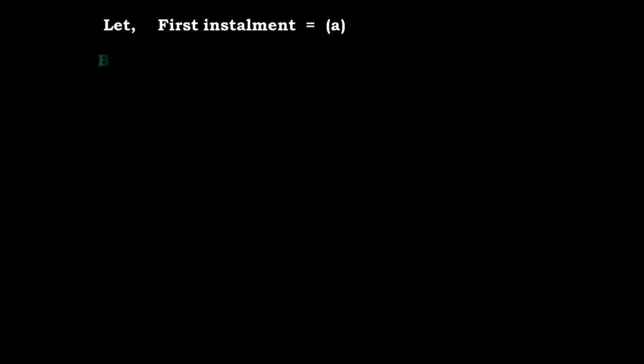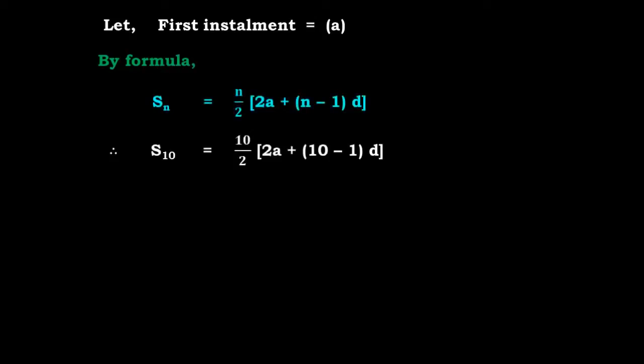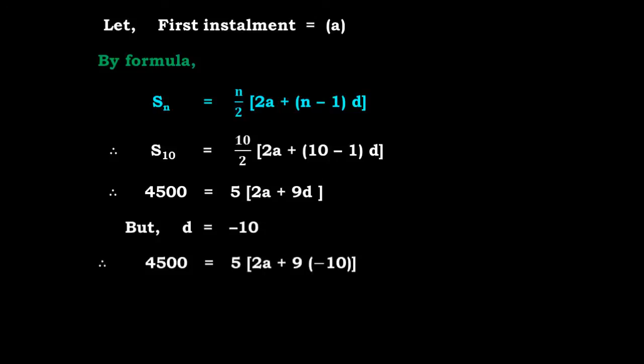By the formula we have Sn equal to n upon 2 into 2a plus n minus 1 into d. So S10, n is 10: 10 upon 2 into 2a plus 10 minus 1 into d. So we can substitute the values. S10 is 4,500, 10 upon 2 is 5, so 2a plus 9d, but d is minus 10. So 9 into minus 10 will become minus 90. Now 4,500 divided by 5, you will get 900 is equal to 2a minus 90.